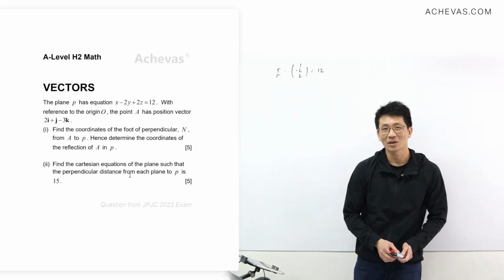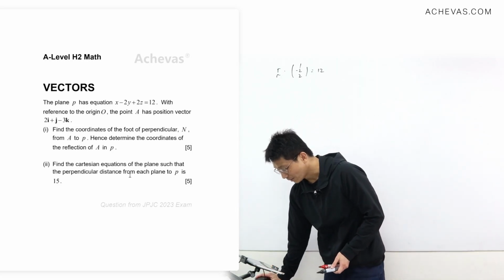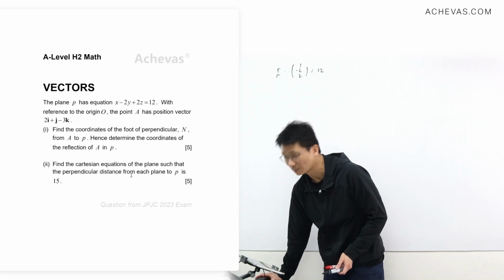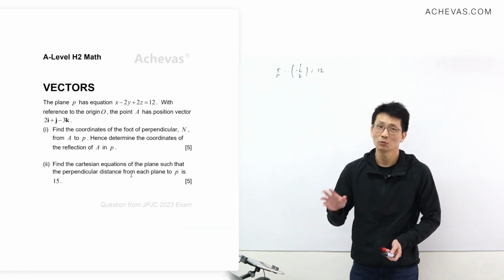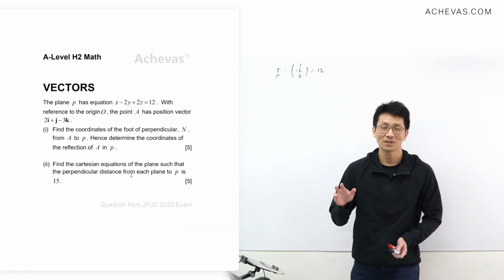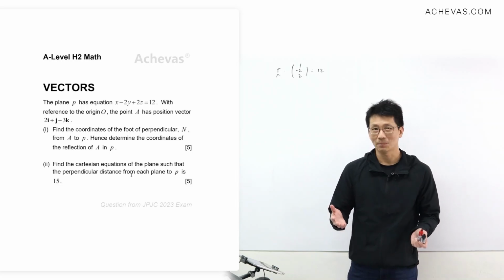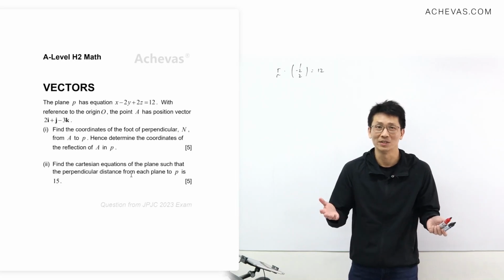Okay, so let's take a look at part 2 of the question. Part 2 says you are supposed to find the Cartesian equation of the plane such that the perpendicular distance from each plane to P is 15. From this question, I can extract two pieces of information. The first is the planes must be parallel to each other, because if the planes are not parallel, they will definitely intersect somewhere in a line, and the perpendicular distance will simply be 0.